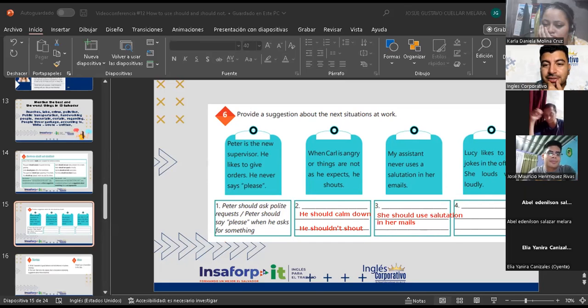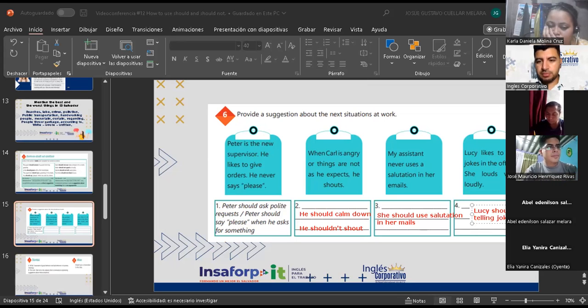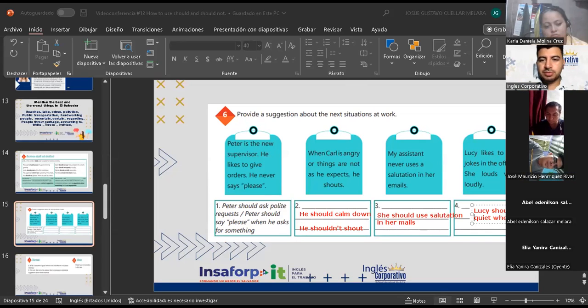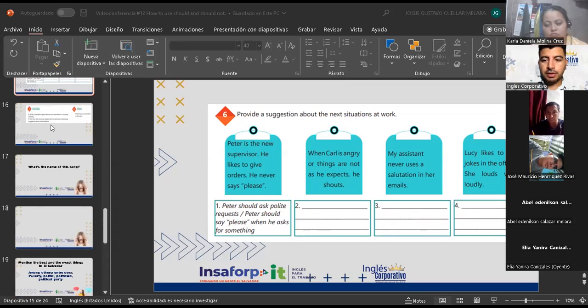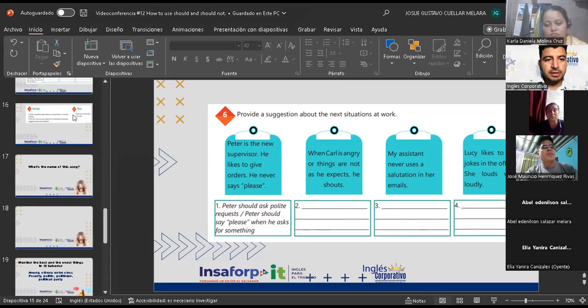So Lucy likes to tell jokes. In this case, Lucy should be quiet when telling jokes. Porque no le podemos decir que no diga chistes. Pero que debería ser más calmada. Lucy should be quiet when telling jokes. Okay. So now that we have this, let's go with this.